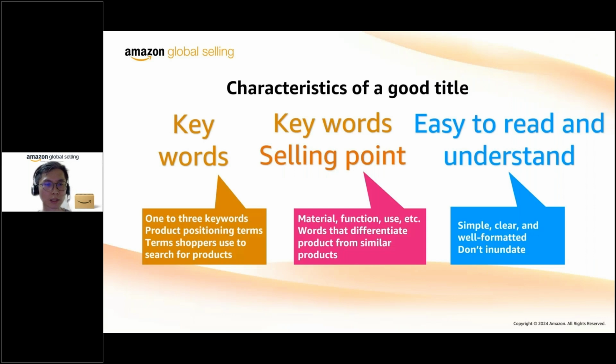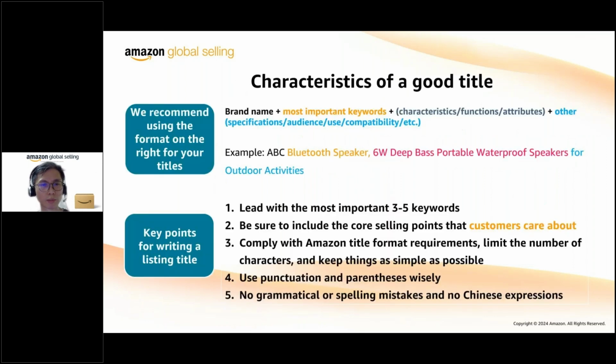You should ideally include these things: one to three keywords of the product you're selling, the unique selling point, and it should be easy to read and understand. Examples are here. If you have a brand name, you should include it. But some of the time your brand name may not appear, because I know that sometimes Amazon might do some optimization as well. So I do see that sometimes the brand name may not be necessary, right?